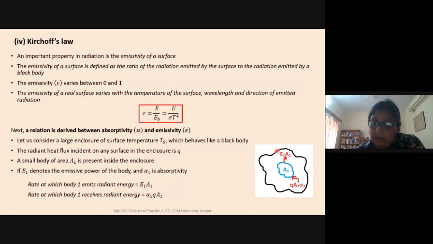Now, I told you that this black body has a surface temperature of Ts, and the heat flux that it gives to all the bodies inside this enclosure is small q. So small q into A1, because q is flux into area, multiplied by alpha, which is my absorptivity, is the rate at which body 1 receives the radiant energy. So on one hand, it receives radiant energy. On the other hand, it gives out a certain amount of energy. So these are the two things possible.